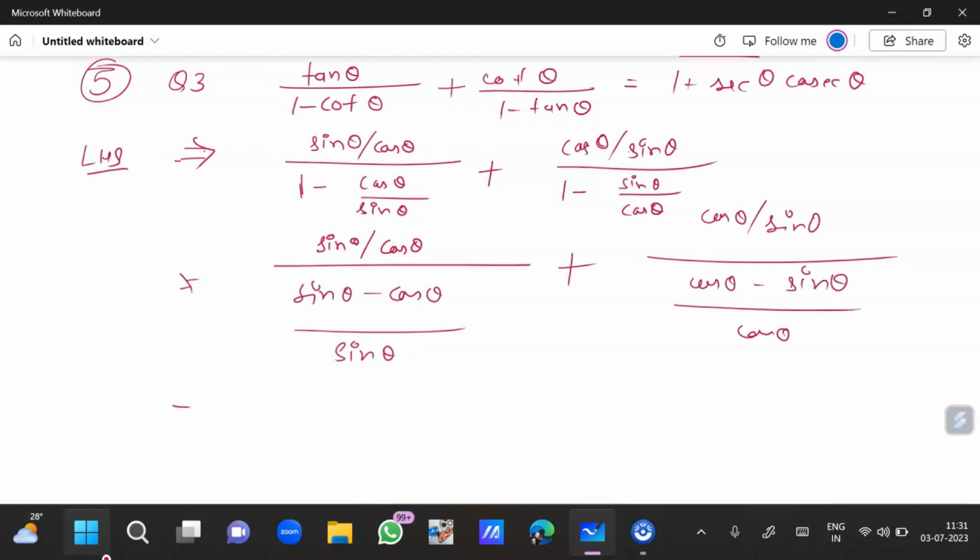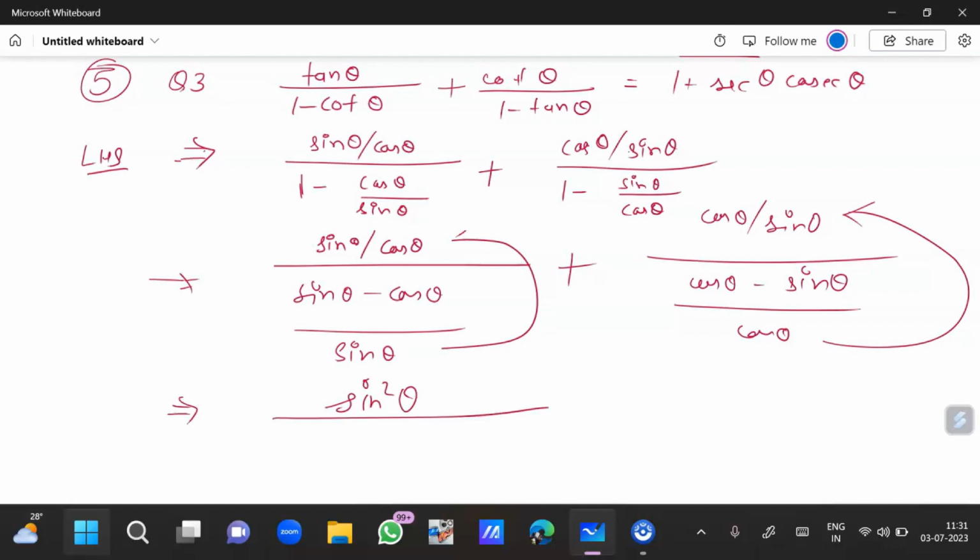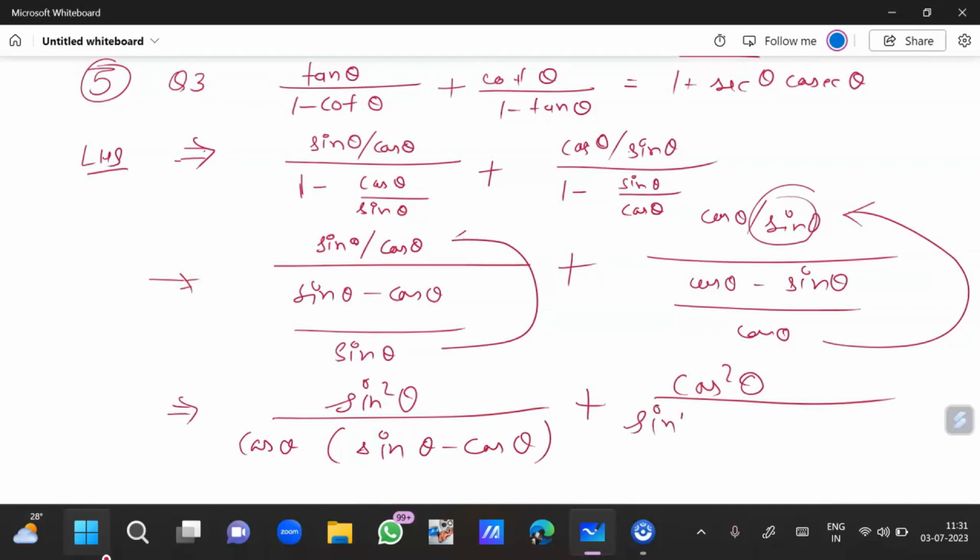Okay, now what we need to do here, the sine will go up, the cos will also go up, so it will become sine square theta divided by cos theta sine theta minus cos theta, plus cos square theta divided by, this sine will come here, sine theta cos theta minus sine theta. Okay, so let's do the next step.